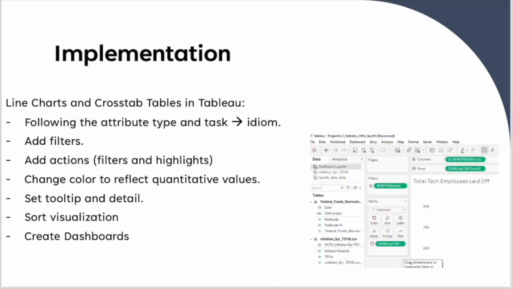So with the implementation, within Tableau, we're going to follow the attribute for type and task idioms, add filters, actions, abstractions, change color to reflect quantitative values in the y-axis, set the tooltip in detail along with a sort, visualization, and create dashboards.